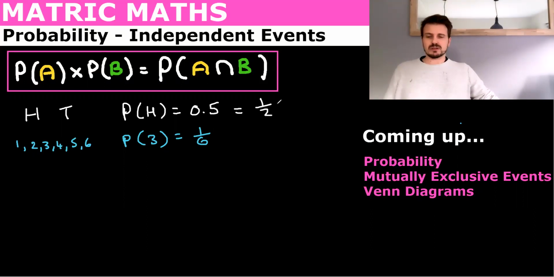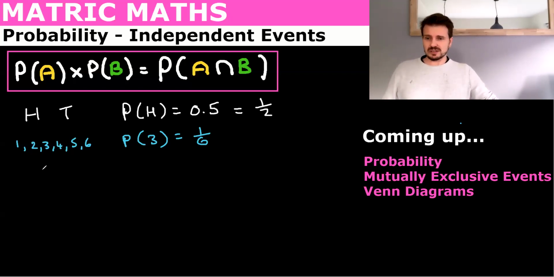So when you throw a head, afterwards you throw a dice. Once you've thrown the head, it doesn't matter what you threw. You could have thrown a tail, whatever. When you throw the dice, it's independent of whether you threw a head or a tail. So these are called independent events. The one doesn't influence the other.